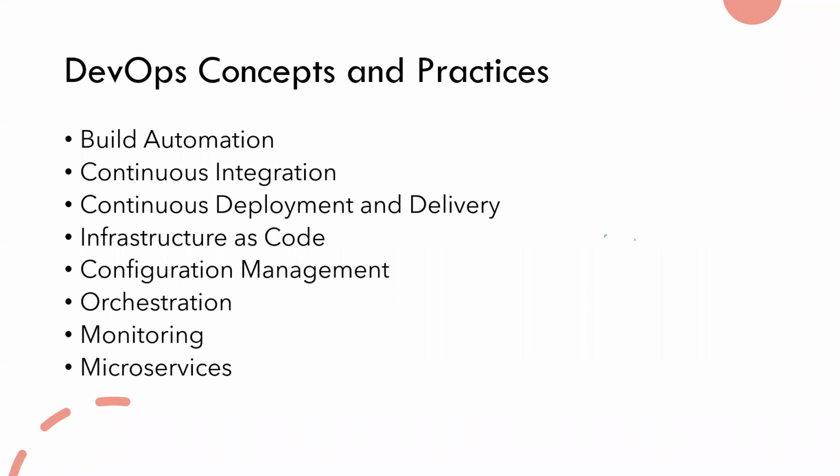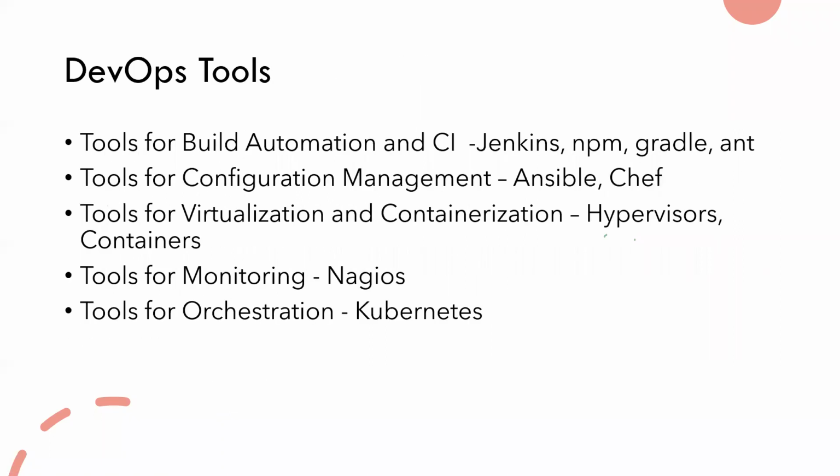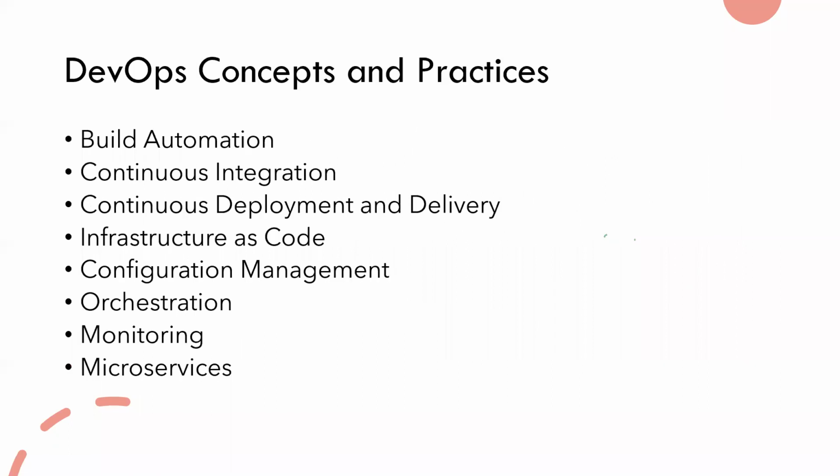Now a few of the concepts and tools I will be using together, these 2 slides, because they are the same, and we'll be talking about the DevOps concepts and the best practices, as well as the tools which are being used for the same. If I talk about build automation, these are the concepts we will be talking about from now until the end of this course: build automation, continuous integration, continuous deployment, delivery, infrastructure as code, configuration management or orchestration, monitoring, and microservices. Build automation is what?